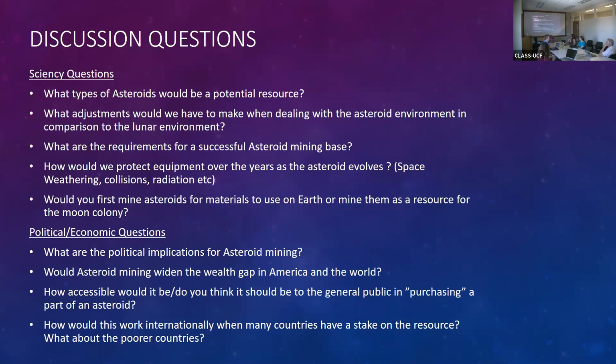Right, all right. A lot of questions. Okay, so tying it back to the class: what types of asteroids would be a potential resource?